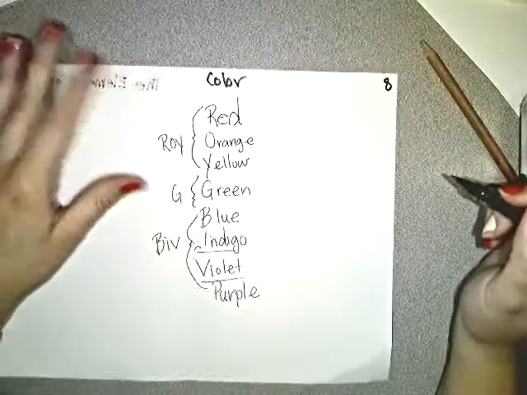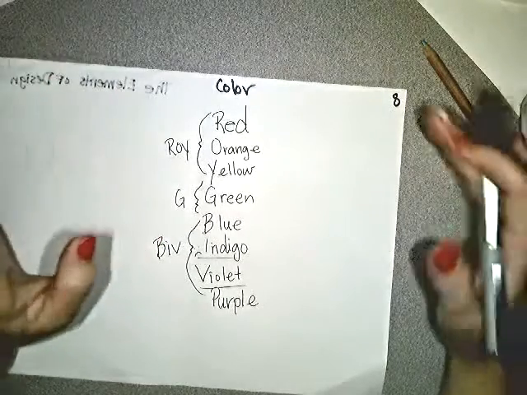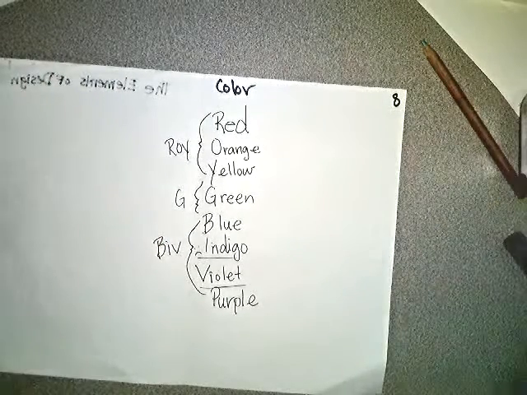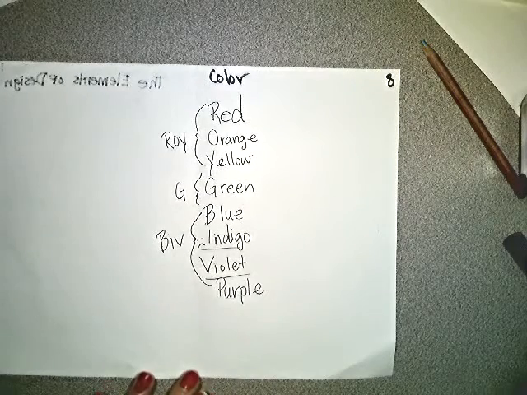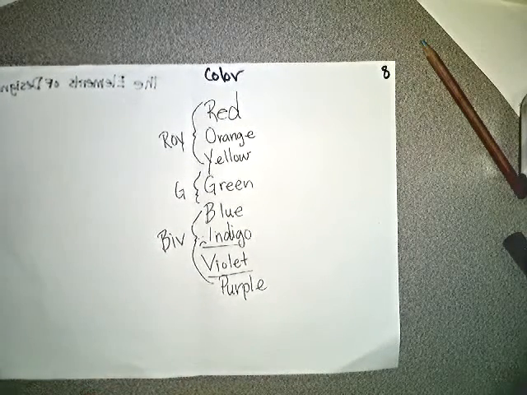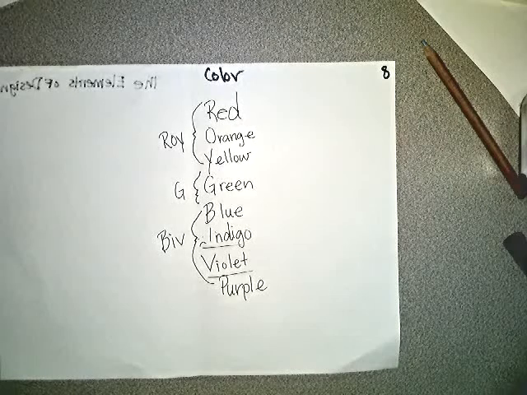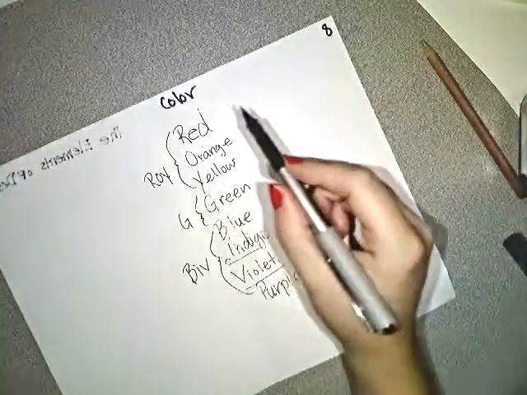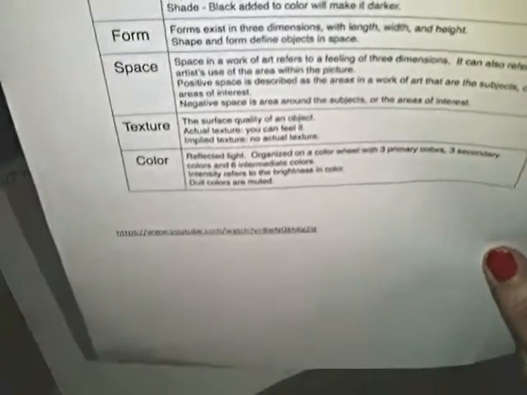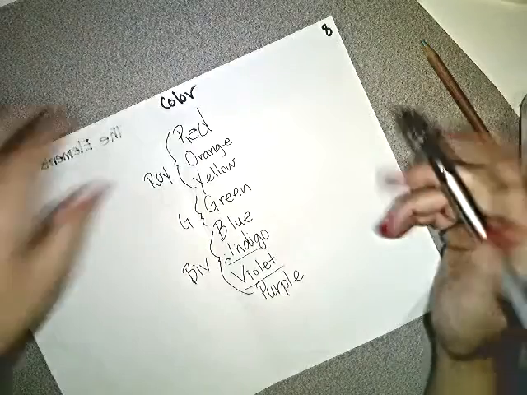I wanted to show you guys which ones are the primary colors, just so that we know. So on your color area, this is one thing that you guys should be adding. If you haven't done color yet, or you're still working on texture, I want you guys to switch over to color on your workbook page. So everyone should turn their page to color. You guys should have a nice definition of color up here, being it's reflected light, organized on a color wheel with 3 primary colors, 3 secondary colors, 6 intermediate colors. Intensity refers to the brightness in the color. Dull colors are muted.